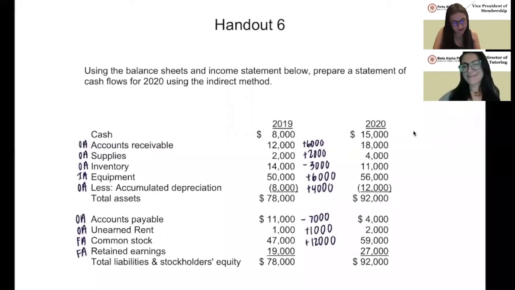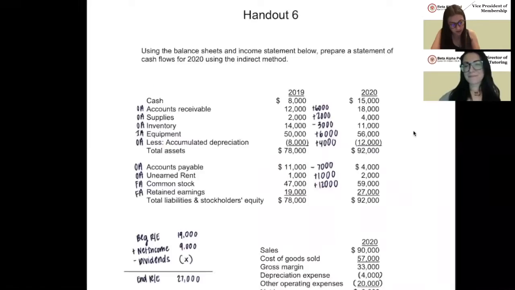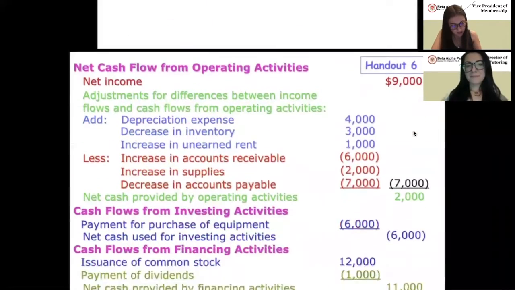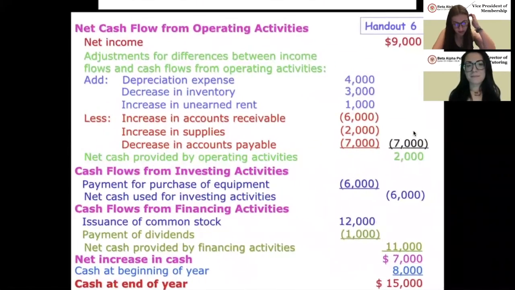All right, so now we have handout 6. In handout 5, we did cash to accrual. And in handout 6, we're going to do accrual to cash, and we're going to prepare a statement of cash flows. So let's take a look at what our statement of cash flows looks like and see what we need to do with the information that's given.